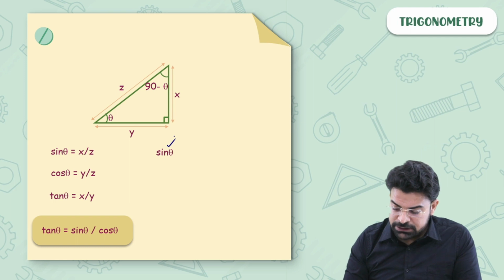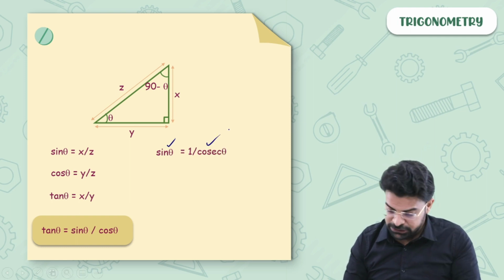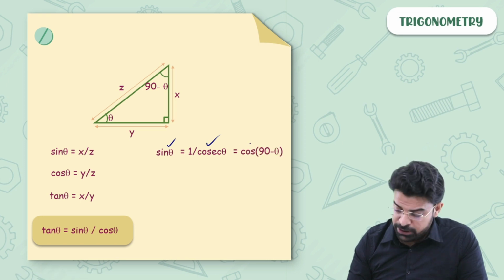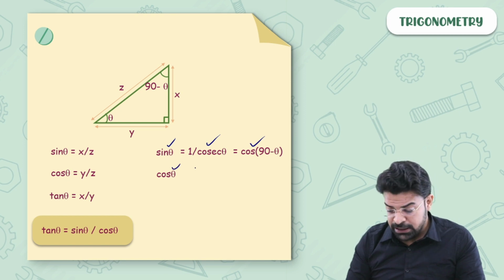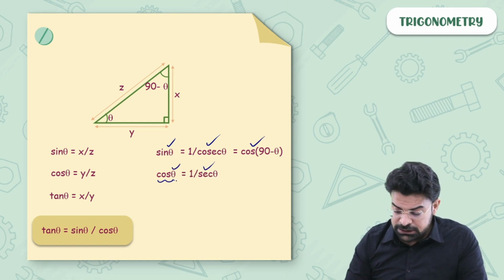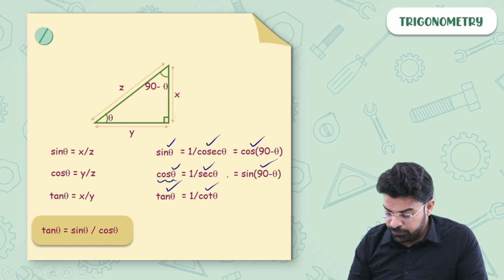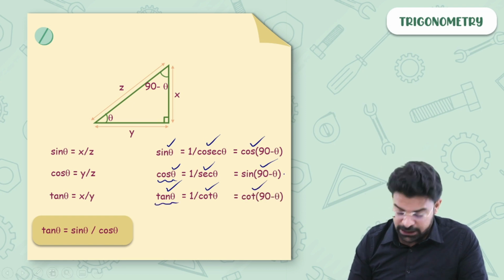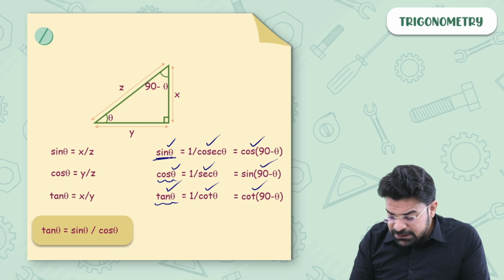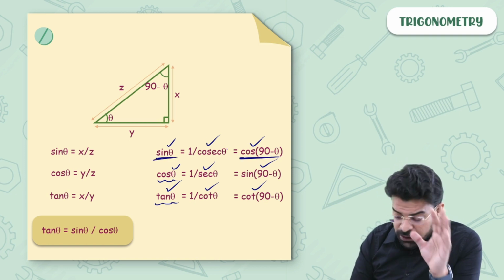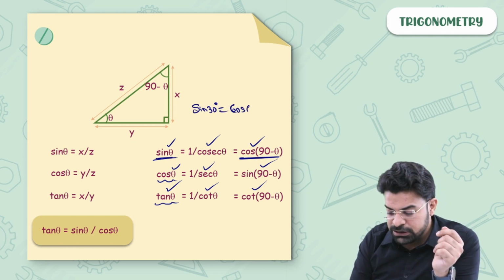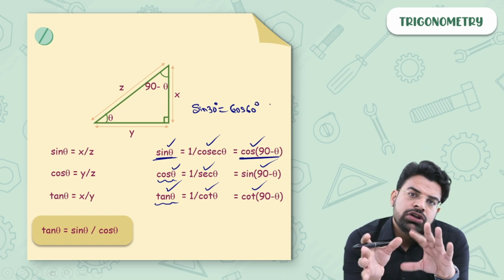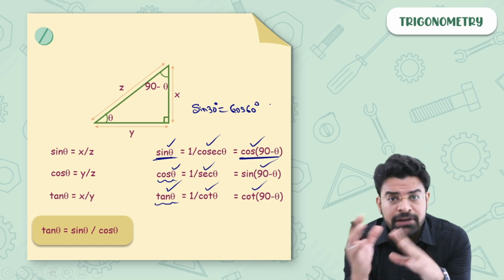So remember that sine theta and cosec theta are reciprocal of each other. Moreover, sine theta can be written as cos of 90 minus theta. Similarly, cos theta has a reciprocal, which is sec theta, and cos theta can be written as sine of 90 minus theta. And the reciprocal of tan theta is cot theta, and tan theta can also be written as cot of 90 minus theta. So if I say that sine theta equals cos of 90 minus theta, we should understand that I am saying sine 30 degree is as good as cos of 90 minus 30, which is cos of 60 degree. Sine 15 degree is same as cos 75 degree. Sine 20 degree is same as cos 70 degree.